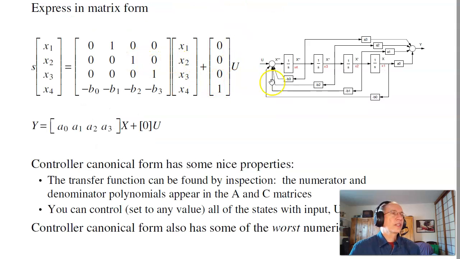Then it'll look like this in state space form. The integral of x2 is x1. The derivative of x1 is x2. That's what this says. The derivative of x1 is the second state, x2.